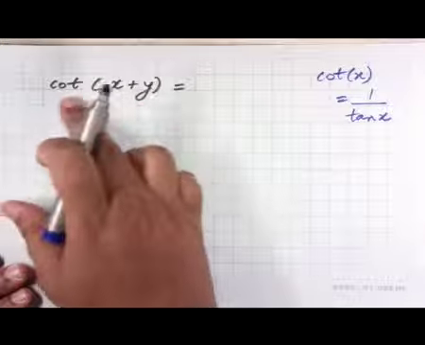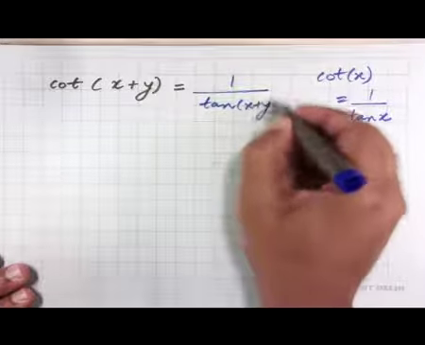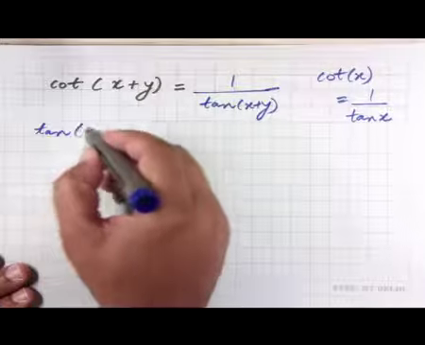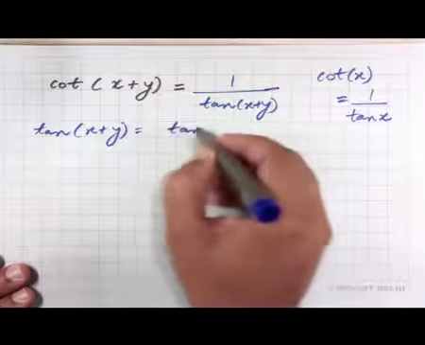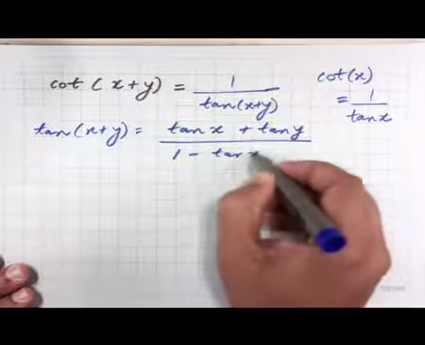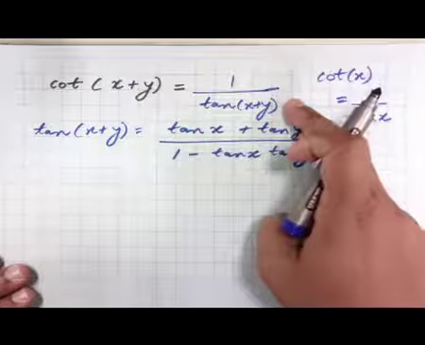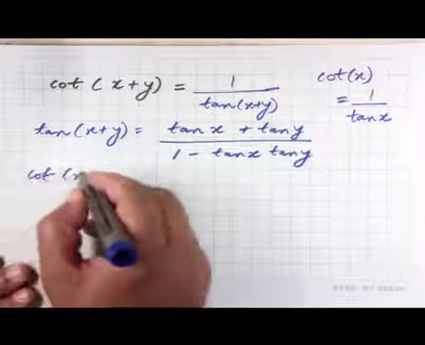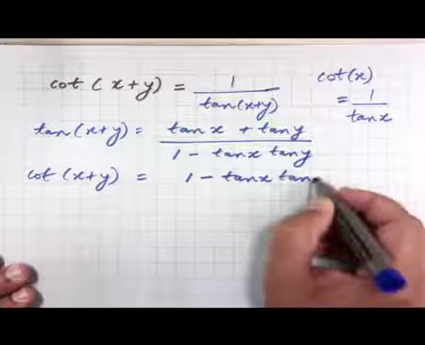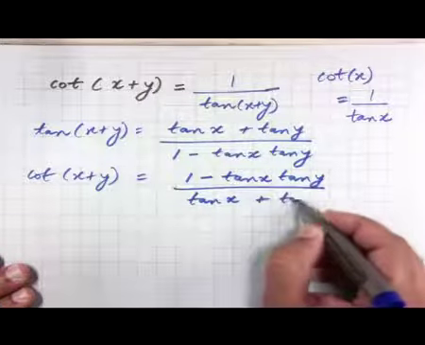So, from here it follows that cotangent of x plus y is 1 upon tan of x plus y, and we know the expression for tan x plus y, which is tan x plus tan y upon 1 minus tan x tan y. Using this expression here in the first equation here, we get cot x plus y equal to 1 minus tan x tan y upon tan x plus tan y.